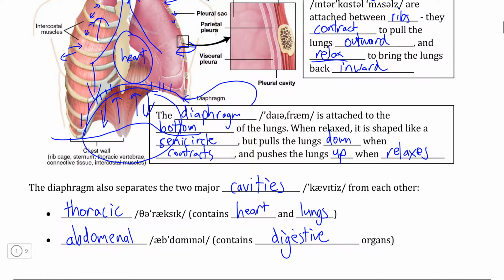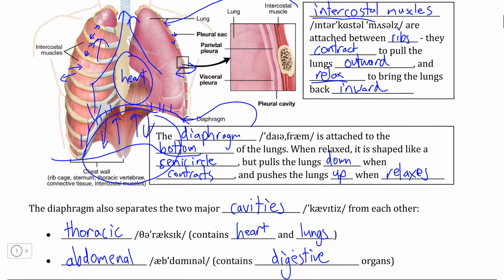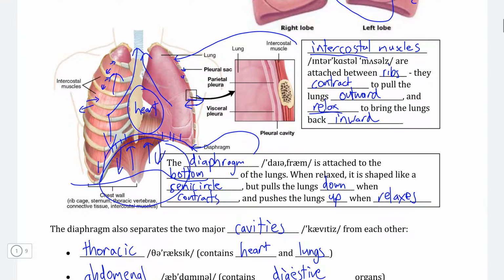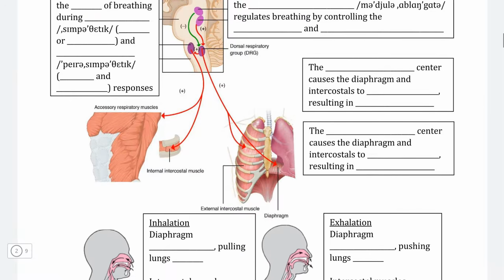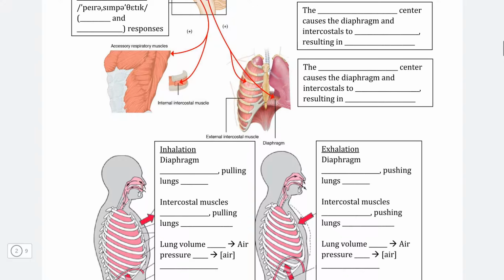And it's important that the diaphragm segregates the two, because the functions of your cardiovascular system and of your digestive system are distinct from each other, and therefore the diaphragm provides a physical separation between those two organ systems, allowing them to operate independently of each other. In the next video, we're going to focus entirely on the control and the mechanism of the intercostal muscles and the diaphragm, and look at how the two sets of muscles work together in order to change lung volume during inhalation and exhalation.